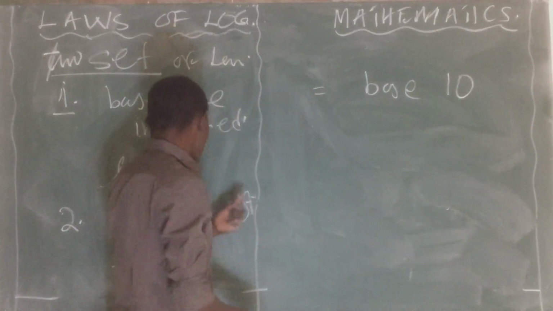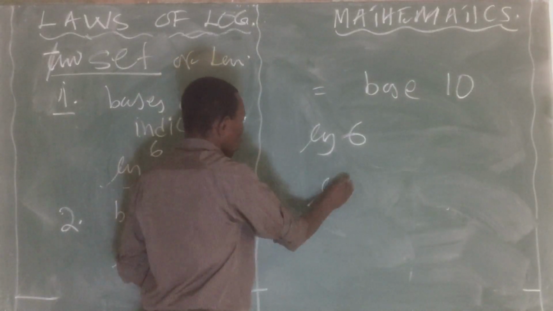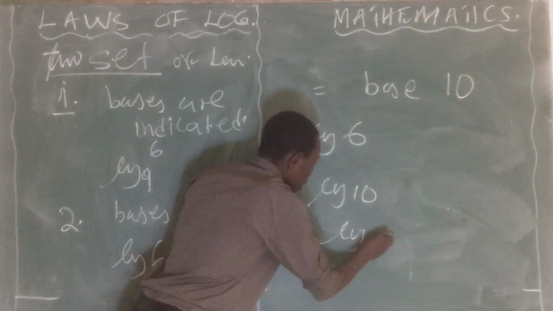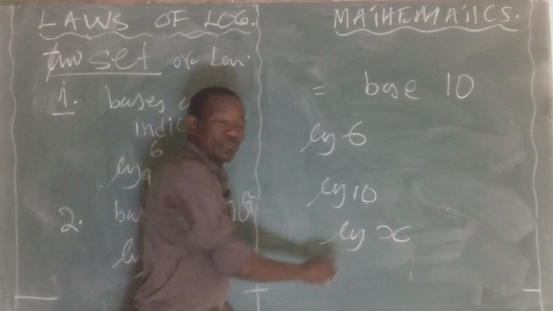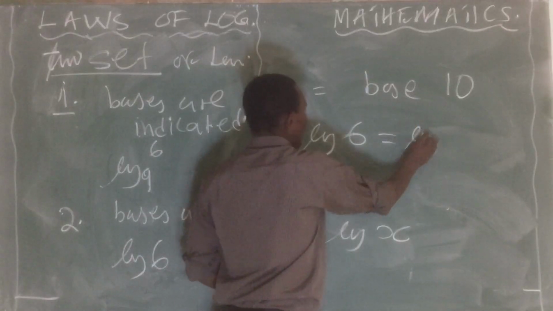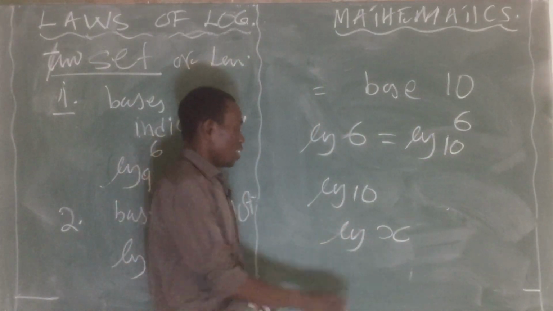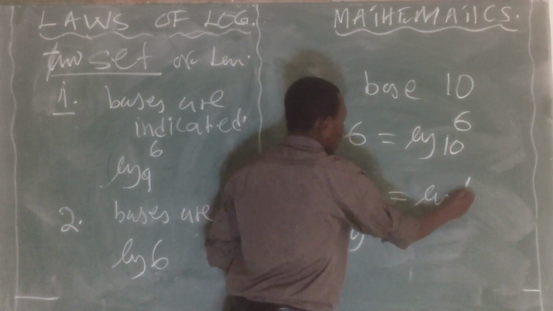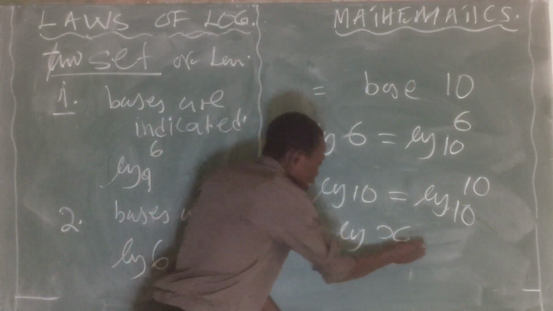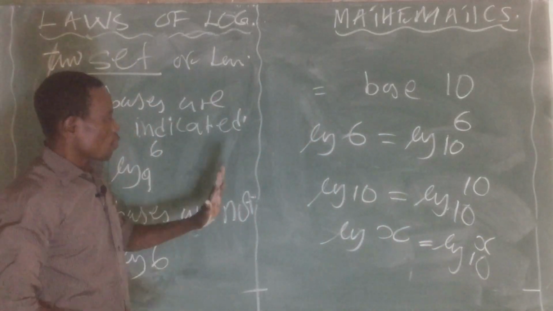To mean that if I write log of 6, or log of 10, or log of a number like x, what does this mean? This simply means the logarithm of 6 to base 10. If I write log of 10, this simply means the logarithm of 10 to base 10. When I write log of x, that simply means the logarithm of x to base 10.